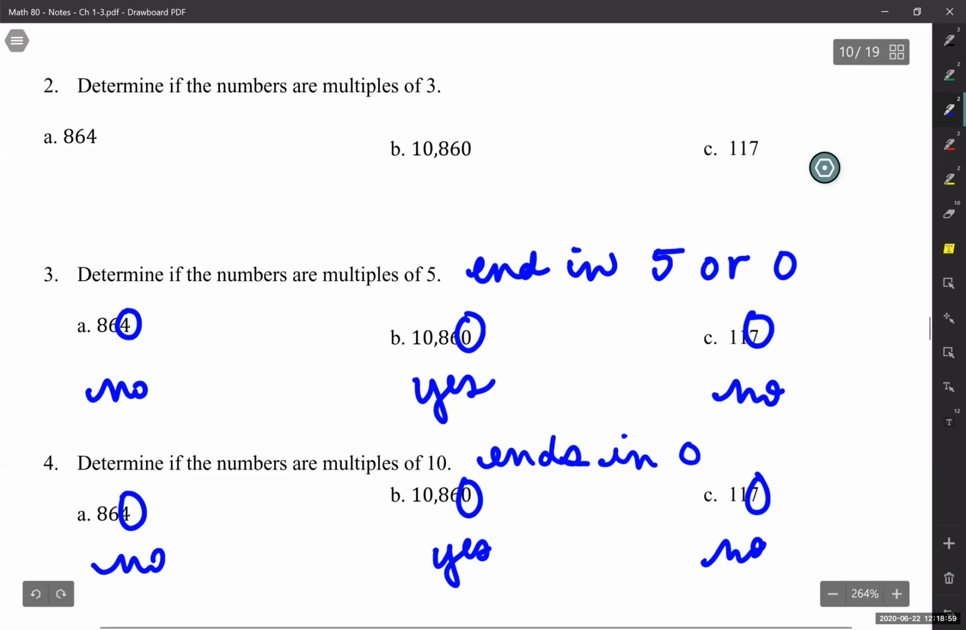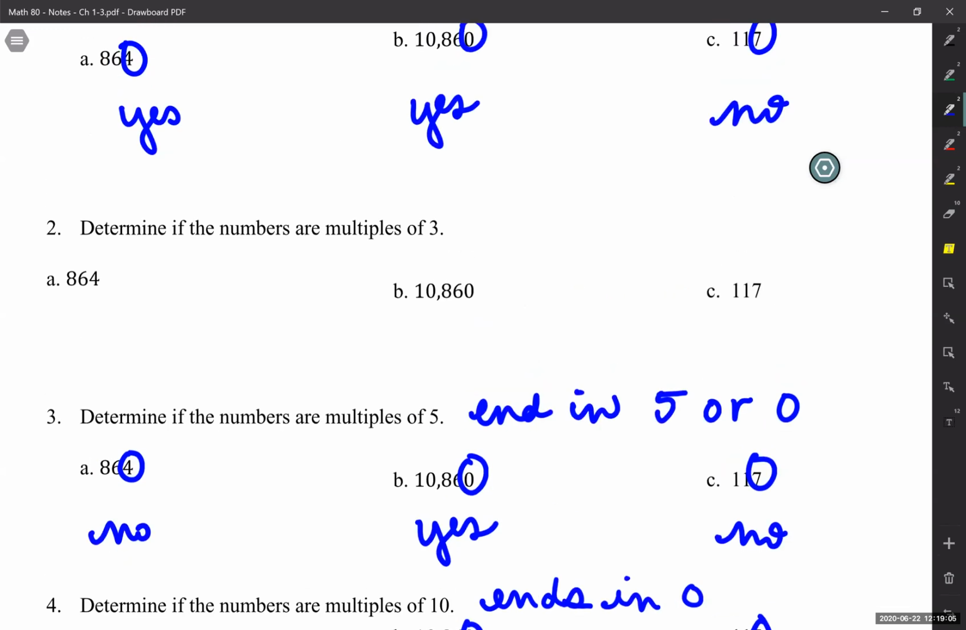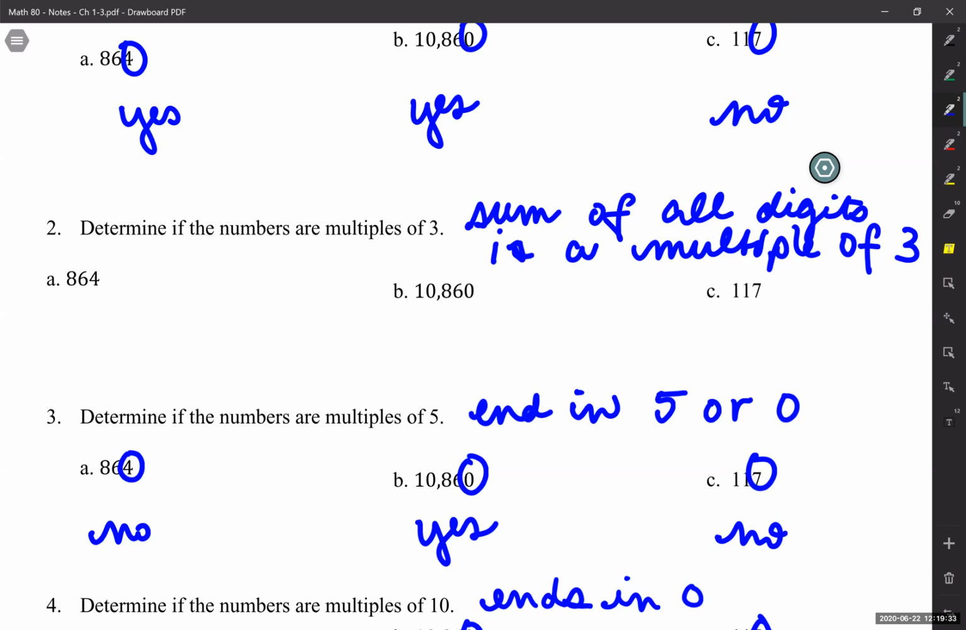Okay, so going back to problem 2, which was multiples of 3. Multiples of 3 has nothing to do with the last digit. It actually has to do with all the digits. So the rule is that the sum of all digits is a multiple of 3. The sum of all digits is a multiple of 3. Sometimes I just read what I wrote twice just in case you can't quite read what I wrote.